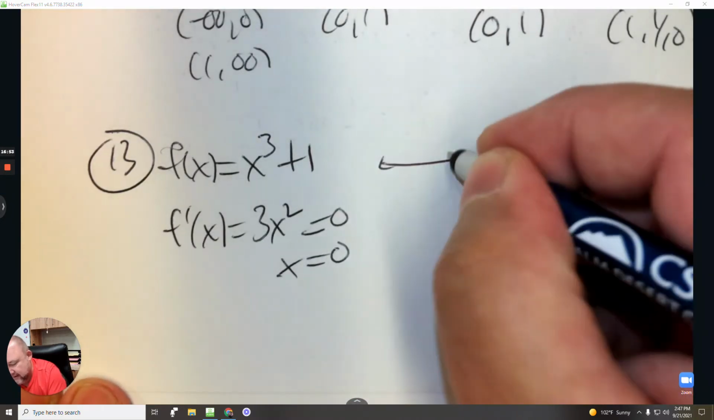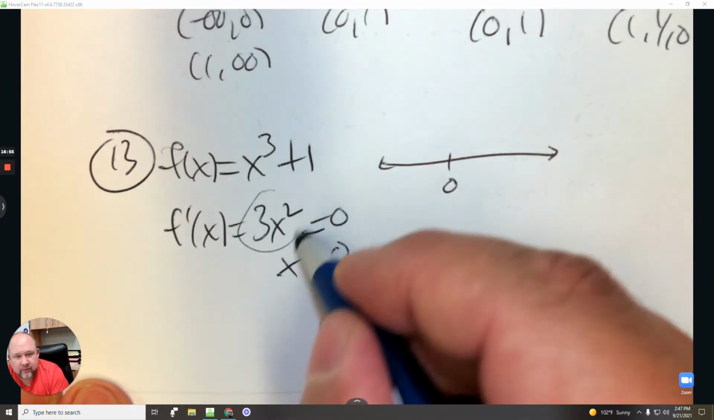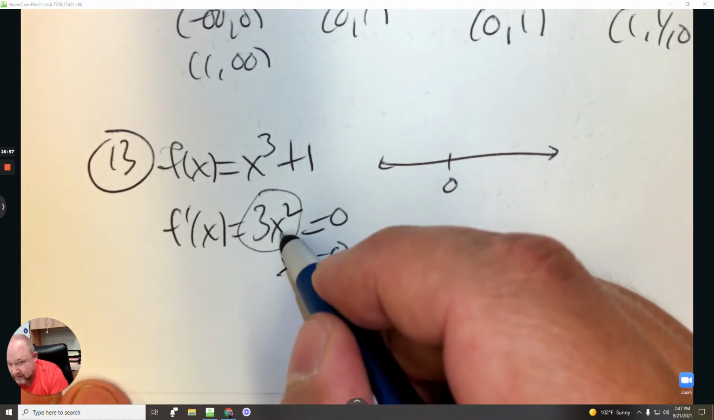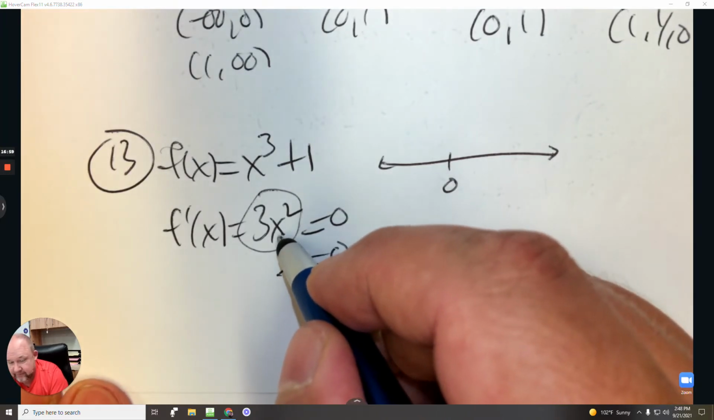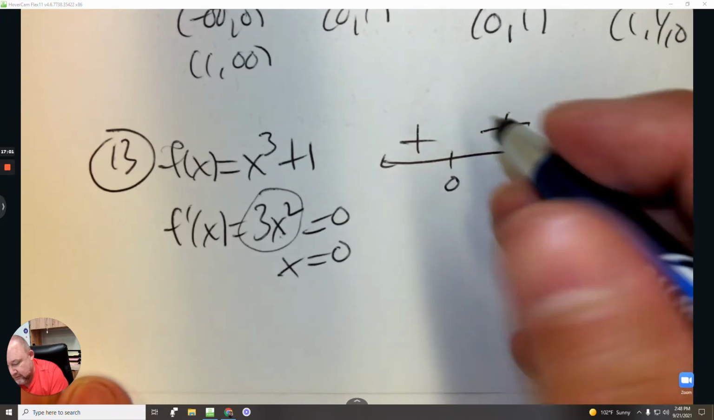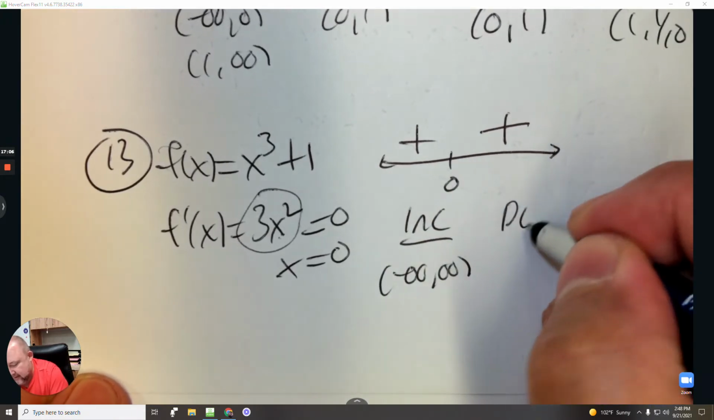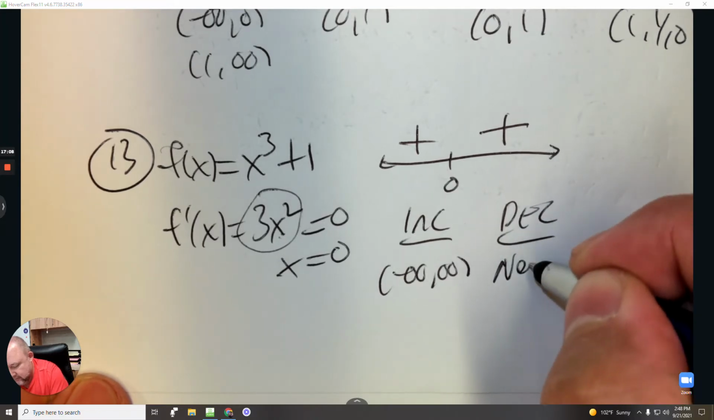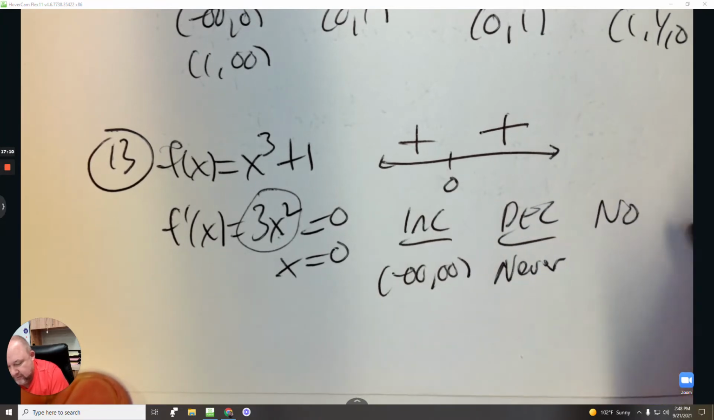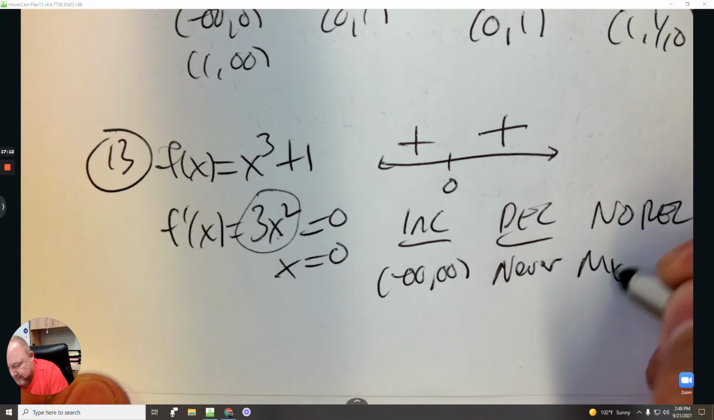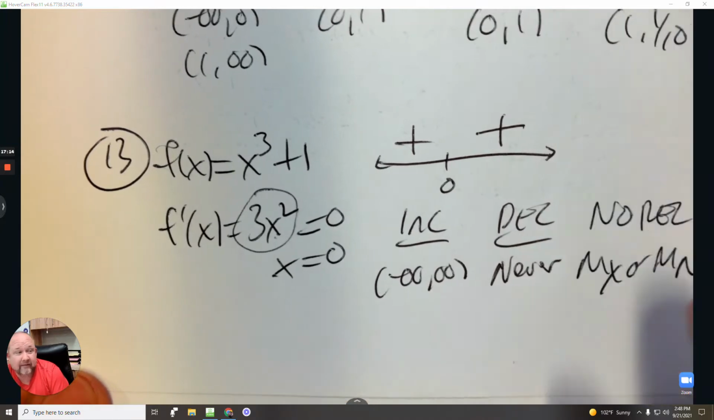Draw a number line. Here's the derivative. No matter what, if I put a negative number in or a positive number in, the answer is always positive. So this is forever increasing. It's called monotonic. It never decreases. And there are no relative max or mins. There's no turn in the graph.